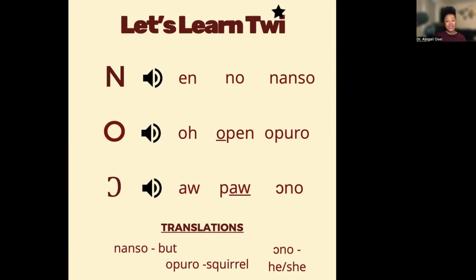So think of the English word paw. Or, auto, augment, autumn. Or no. Remember that was the pronoun he or she. So we do not have a separate he and a separate she in Twi. Or no. Odo, love. Odo, love. Or no, he or she.